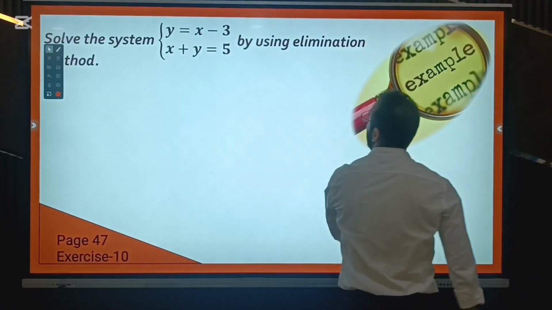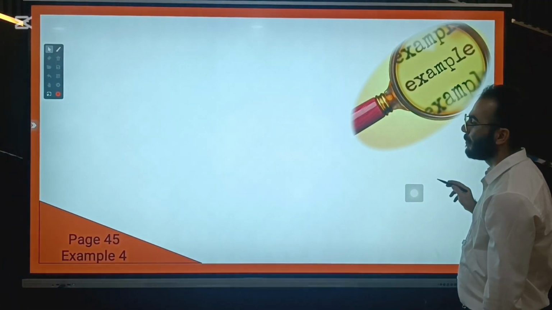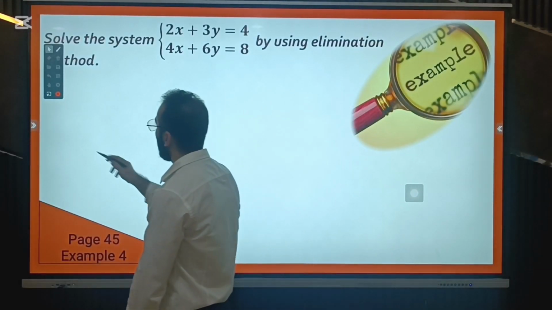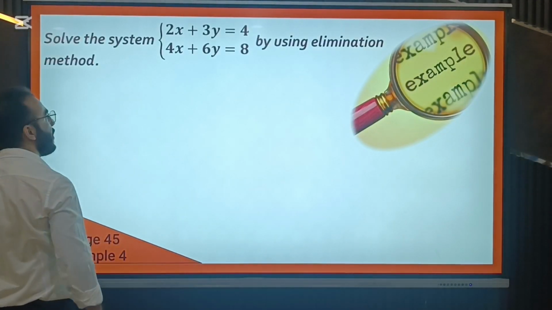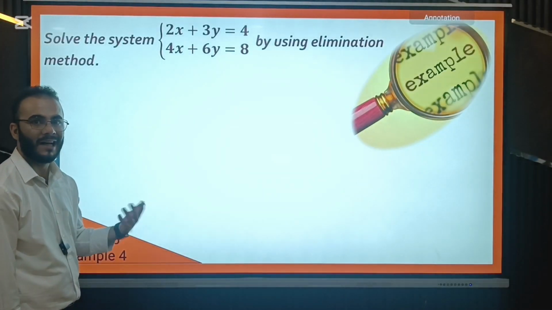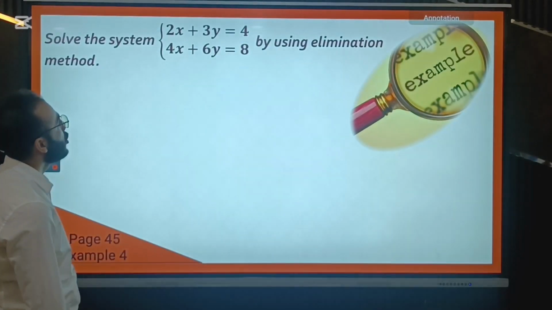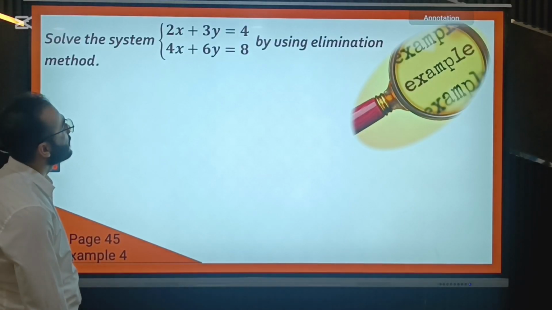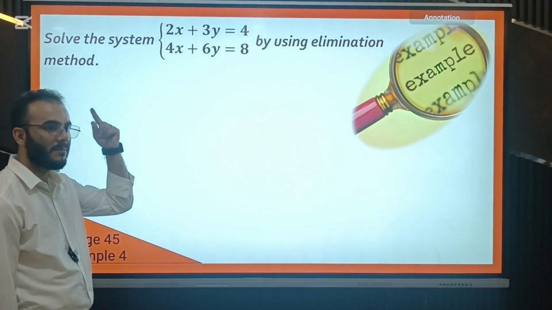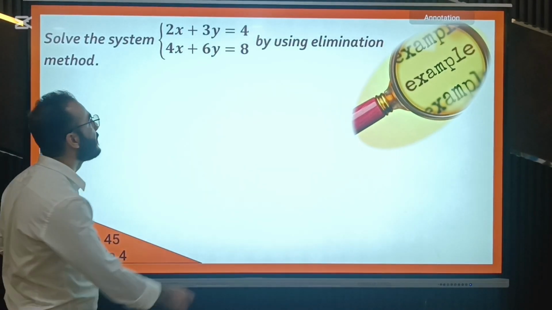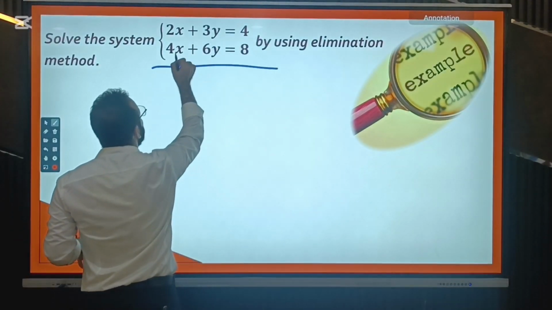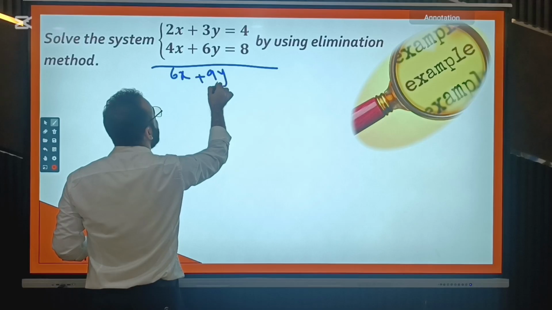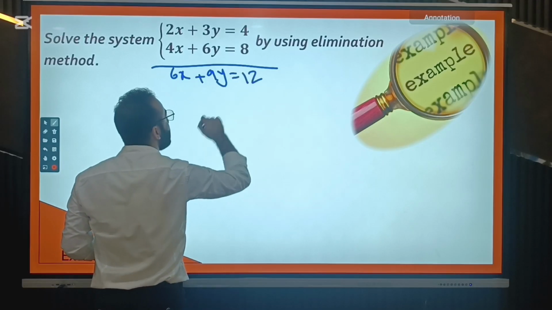Let's see whether we have another question or not. Page 45, example 4. Solve this system by using elimination. Elimination is important, honestly, guys. That's why we solved that many examples regarding it. So 2x plus 3y equals 4, 4x plus 6y equals 8. The first step is adding, so add them. 2x plus 4x is 6x, 3y plus 6y is 9y, 4 plus 8 is 12.